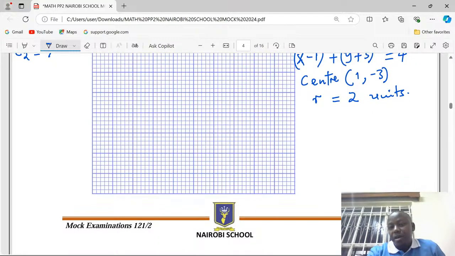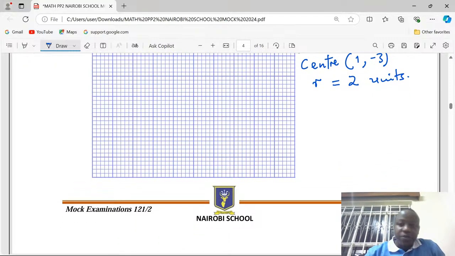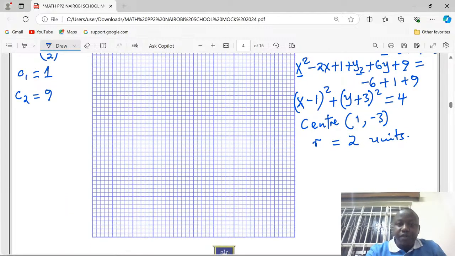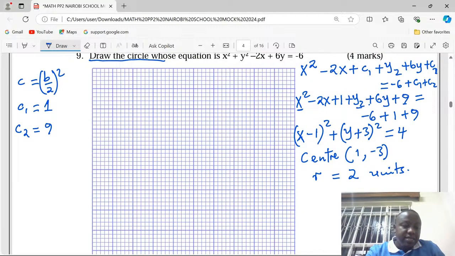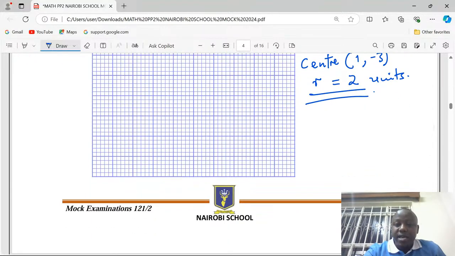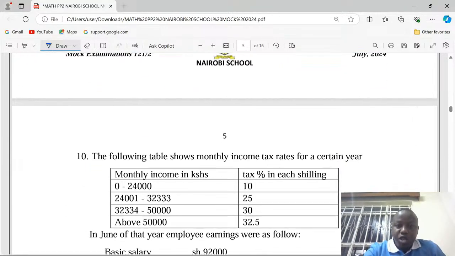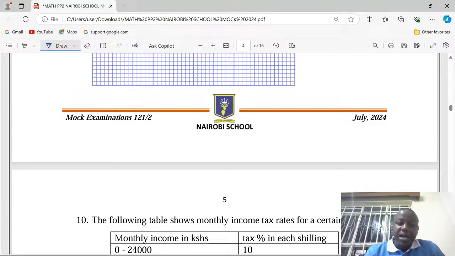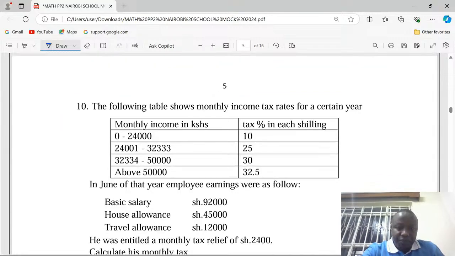Now with the radius and also the center of the circle, anyone can proceed to draw that circle. So we will utilize the graphical page whereby you have to draw a Cartesian plane, identify the center, 1, negative 3, then proceed to draw a circle using 2 units as the value of the radius, and you get all the marks according to the demand of the examiner.